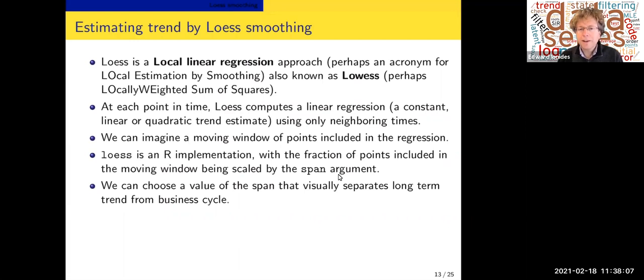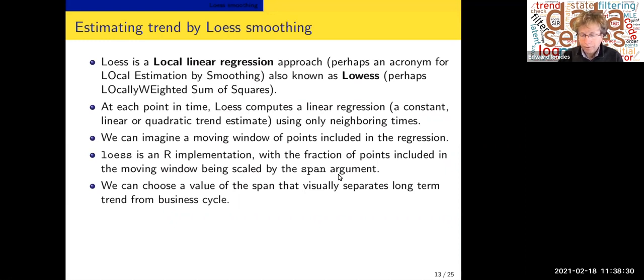At each point in time, you compute a linear regression, which could be a constant, linear or quadratic model fit by least squares using only neighboring times. And so you can think of this as a moving window of points included in the regression. And maybe it's simplest to draw a picture here.